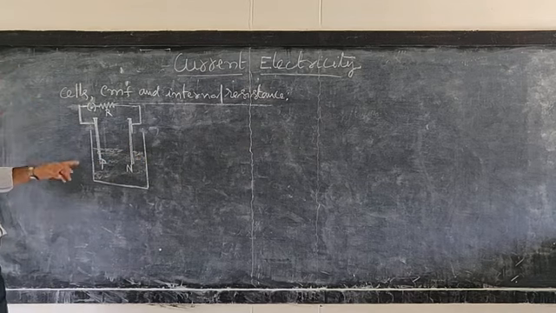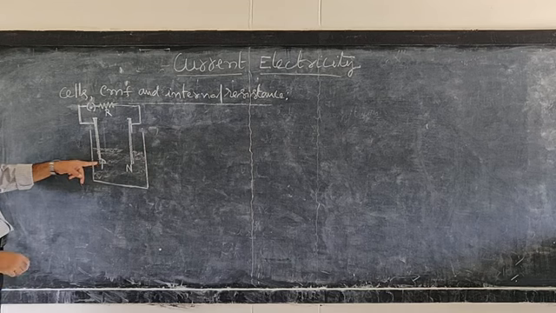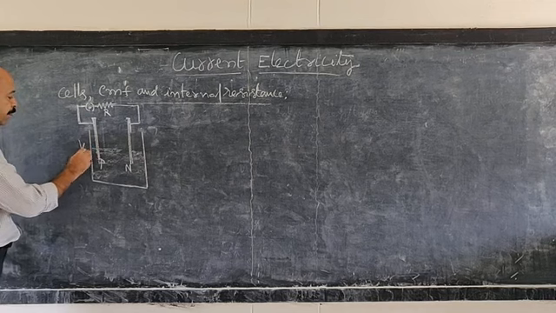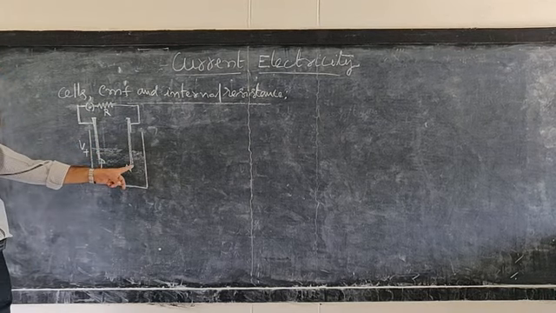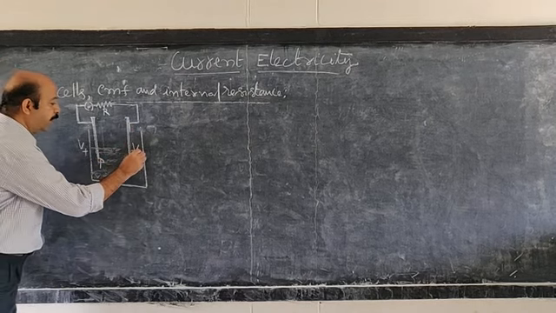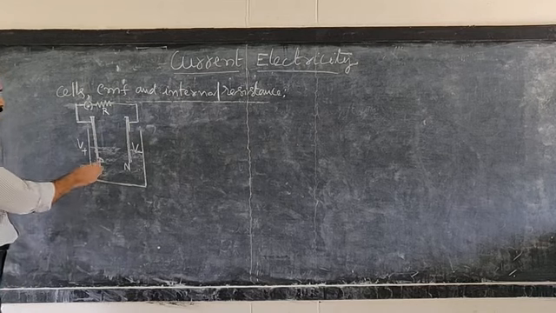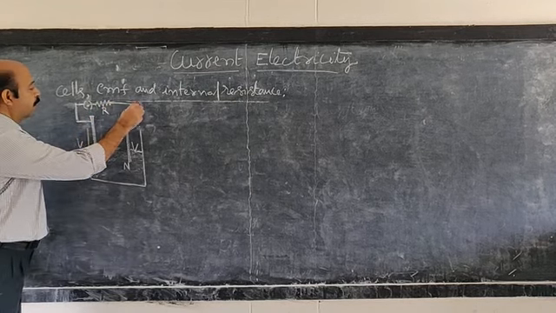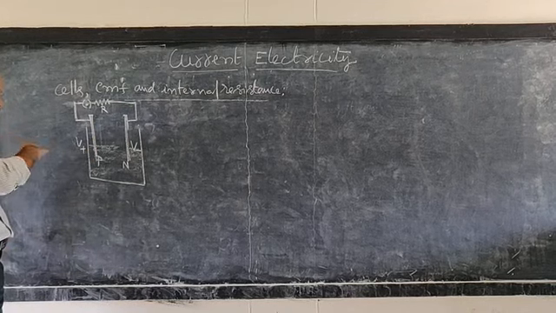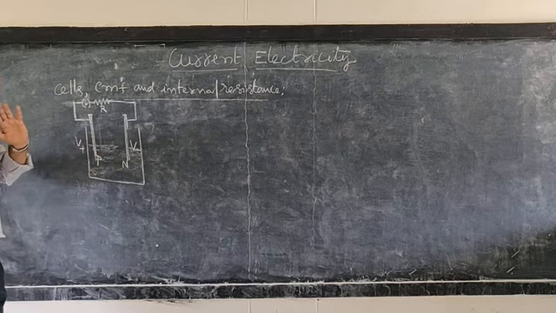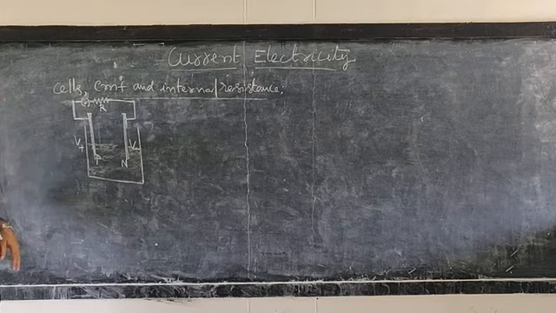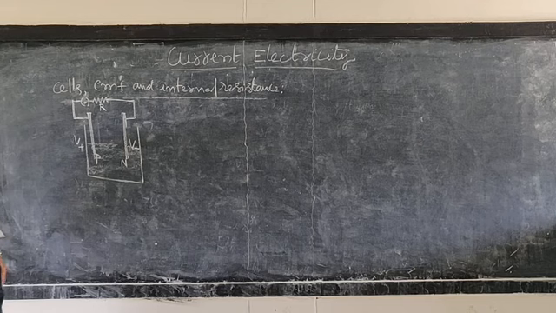Let us suppose the potential of the positive terminal, this positive electrode, with respect to the electrolyte is V plus. Similarly, the potential of N, the negative electrode, with respect to the electrolyte is V minus. Now, when no current is flowing through the circuit, the electrolyte will have the same potential throughout its length. The potential difference is constant when no current is flowing.